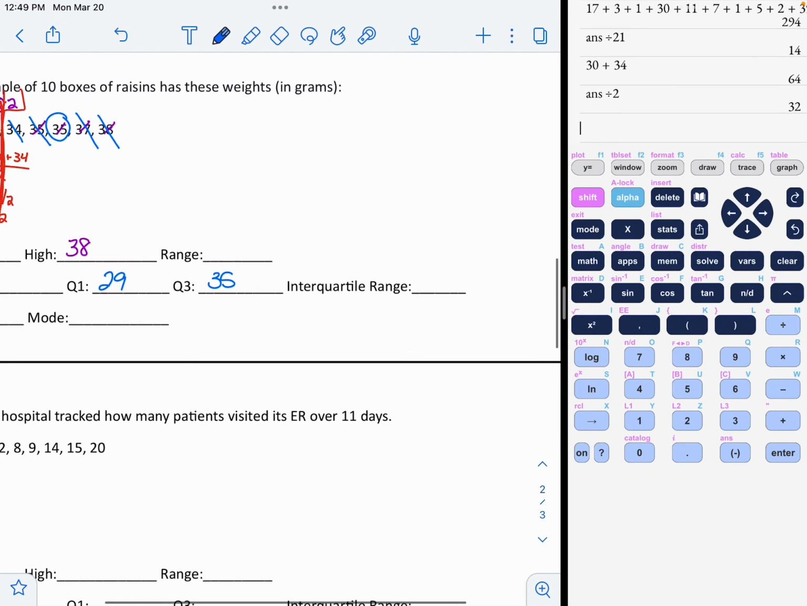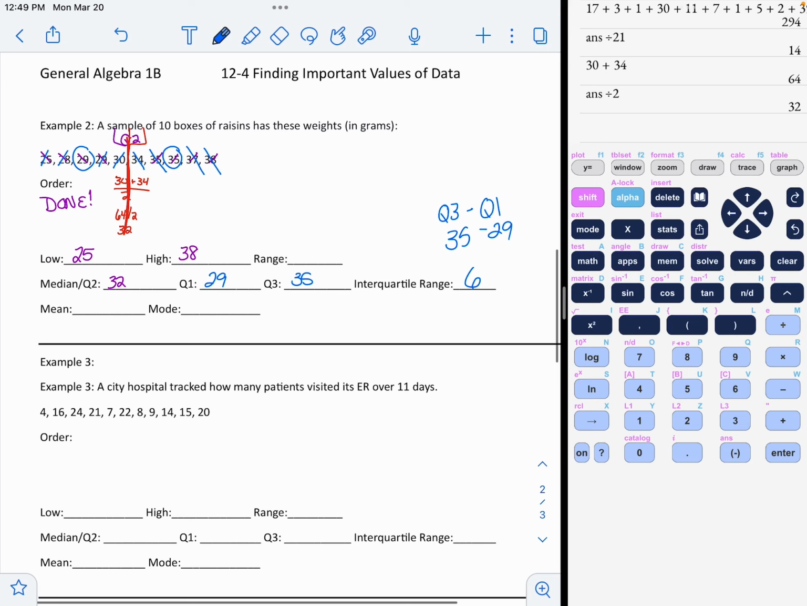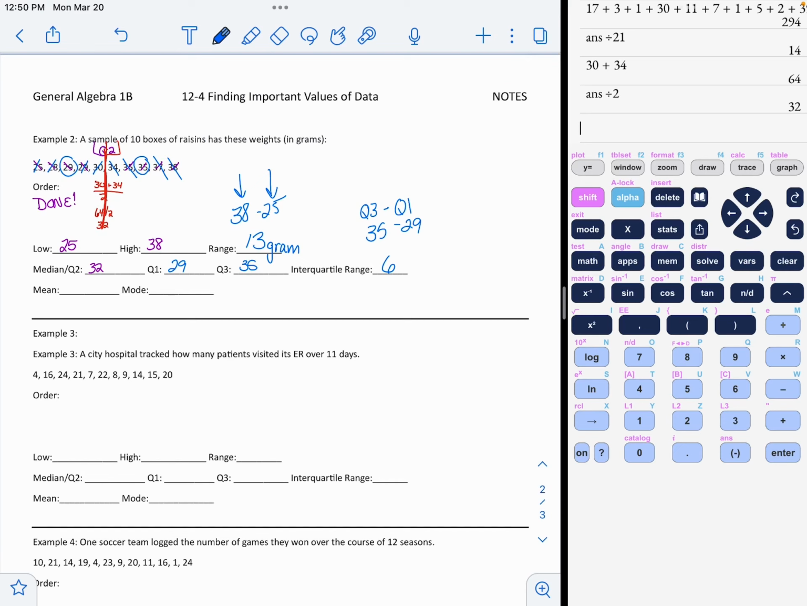So the interquartile range is Q3, which is 35, take away Q1, minus 29. And that's an interquartile range. The middle 50% ranges only within 6 of each other. The overall range is 38 minus 25, which is a 13 range. So the highest weight minus the lowest weight means that the weights range, and I guess we could even put grams. The range is a 13 gram range for the box of raisins.